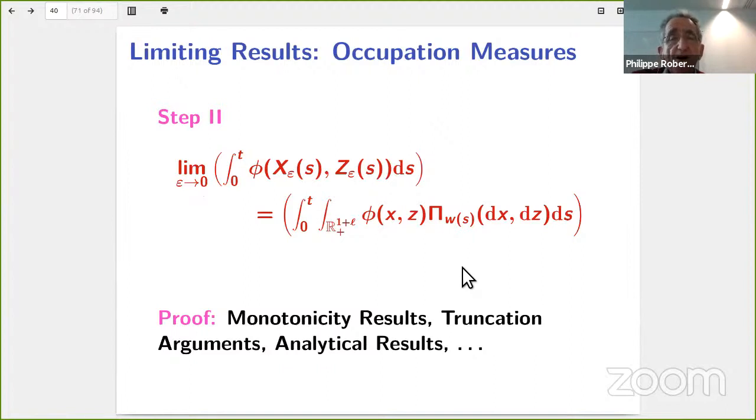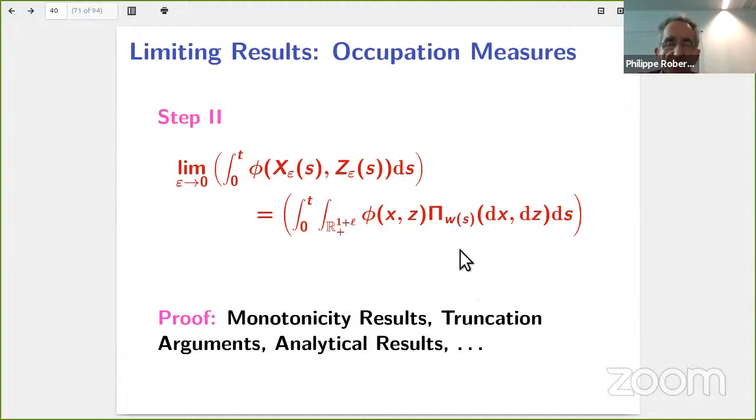And finally, to prove that these occupation measures converge to a quantity related to the invariant measure of my fast process, the pi W of s. Here it will depend on time s. This is a result which takes some time to prove, by several arguments. It's several steps, in fact, but this is a key result.